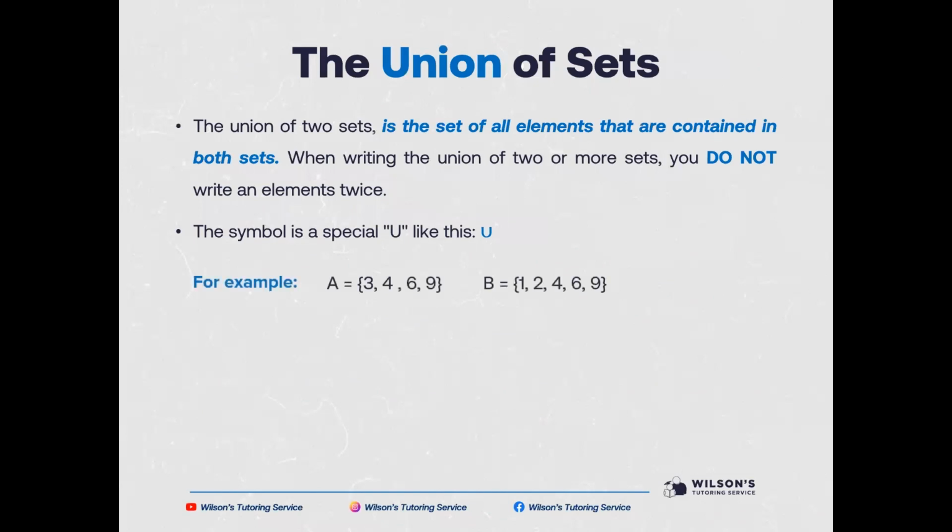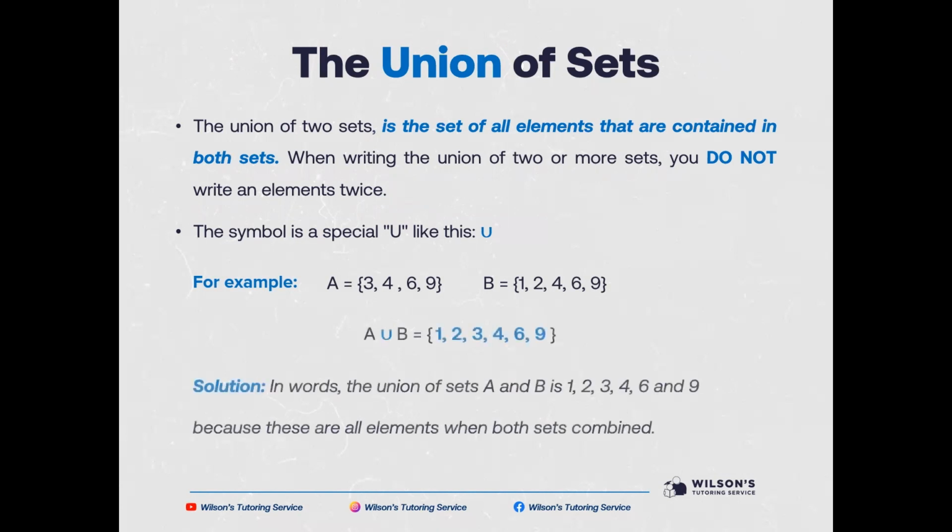For example, for the sets on screen, sets A and B, in writing the union of these sets, you would list all the elements once. The union of sets A and B is 1, 2, 3, 4, 6, and 9 when you combine both sets. Our reason for not writing the numbers 4, 6, and 9 twice is because they appear in both of the sets, and the rule says we are not to do so.